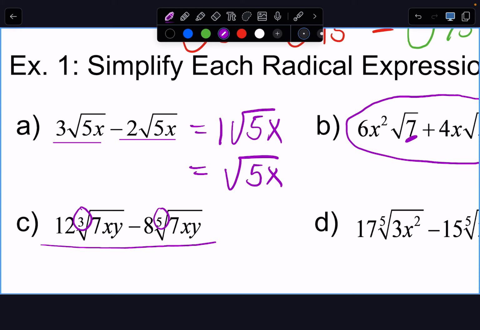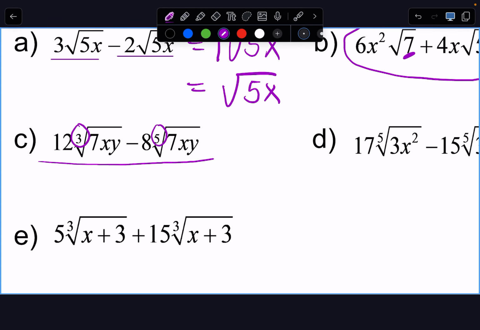But Moro, the radicands are the same. Yeah, but for them to be like radicals, they must be the same index and the same radicand. Does that make sense? Yes, sir. Promise? Yes, sir.